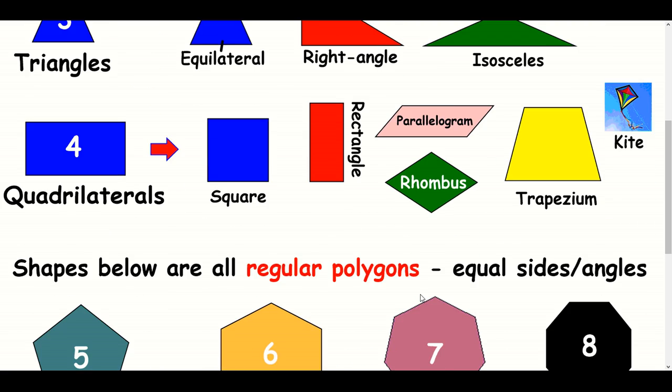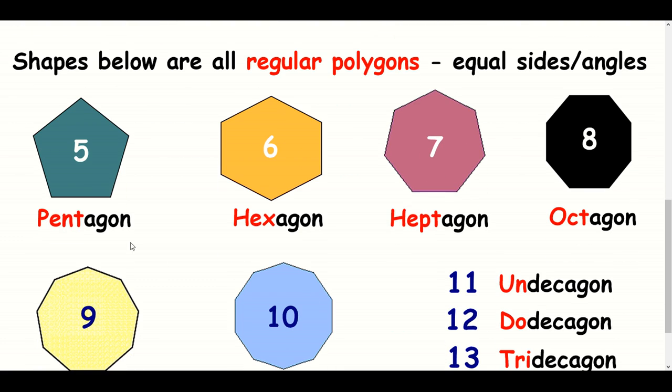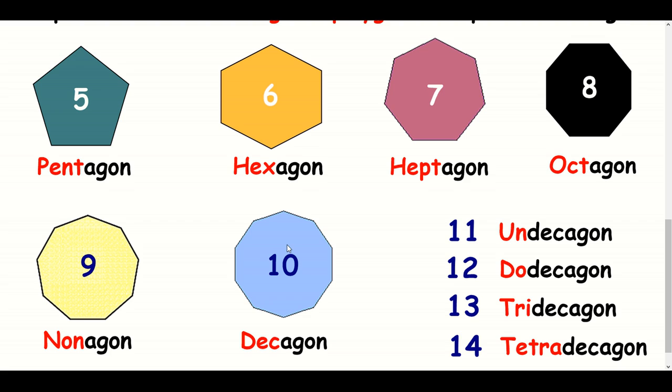Now we tend to think of polygons as these because they end in the word agon, and then they've got these things called prefixes in front of them. Now each prefix tells you how many sides the shape has. So pent is a prefix meaning 5, pentagon; hex meaning 6; hept is 7, it can also be called septagon; oct, 8, octagon; non, 9, nonagon; and dec, 10, decagon.